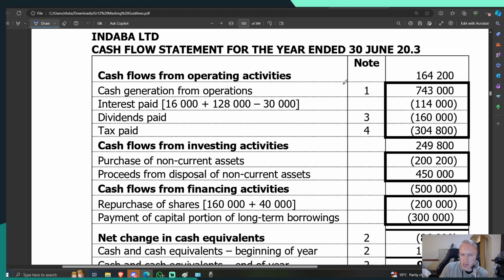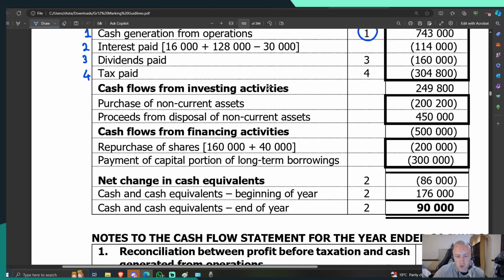In order to work out our cash flows from operating activities, we need four things: cash generated from operations, interest paid, dividends paid, tax paid. Let's start with cash generated from operations. There's quite a lot that goes into that, so we have a note for it. Note 1. Let's go to Note 1.